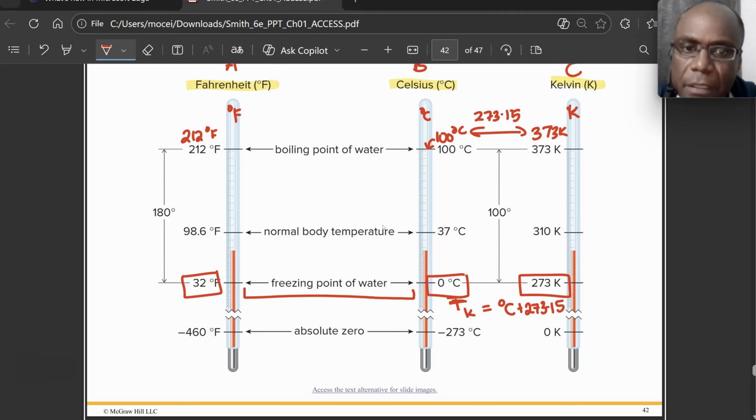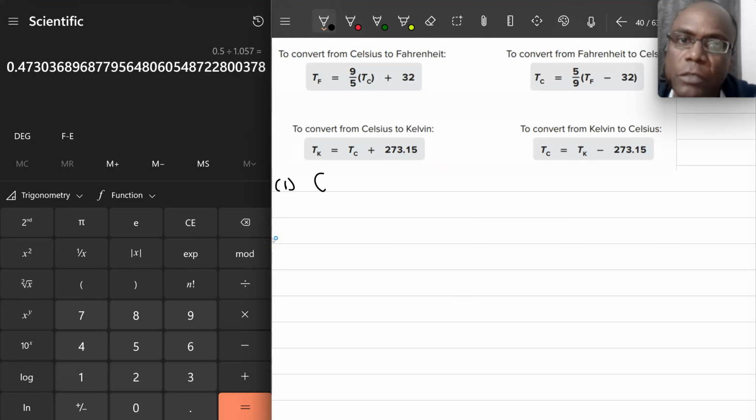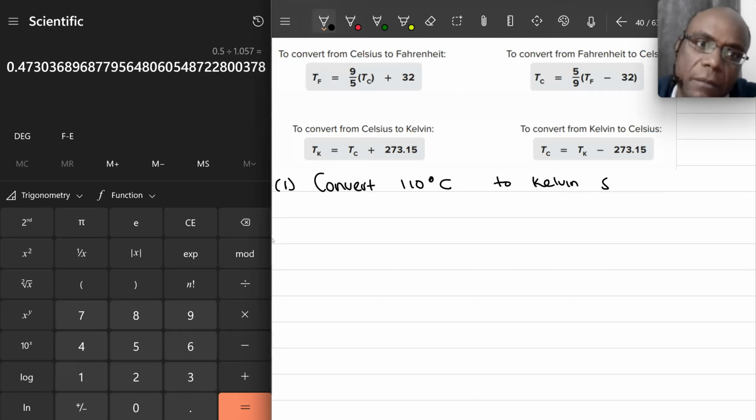So I think we are ready to do some examples of this. Example number 1, question to you. Convert 110 degrees Celsius to the Kelvin scale.